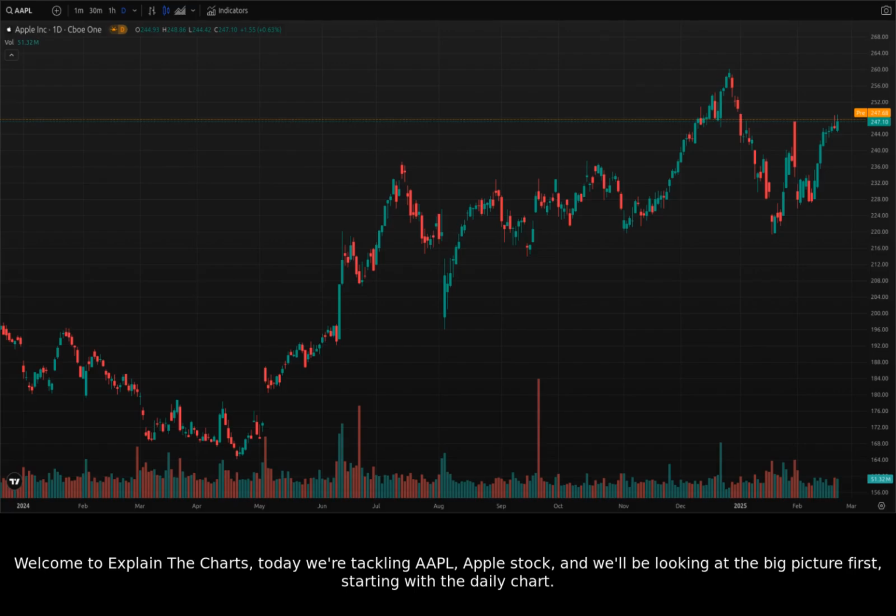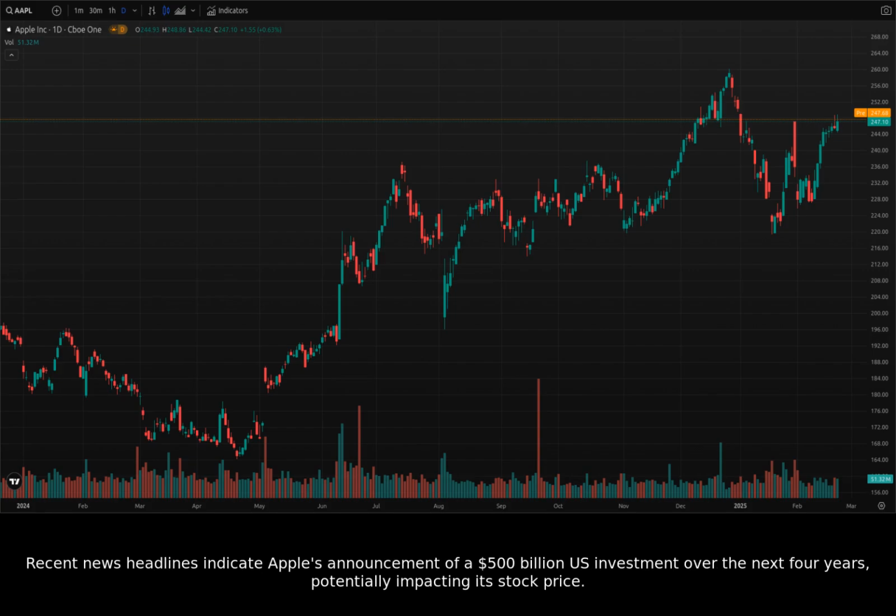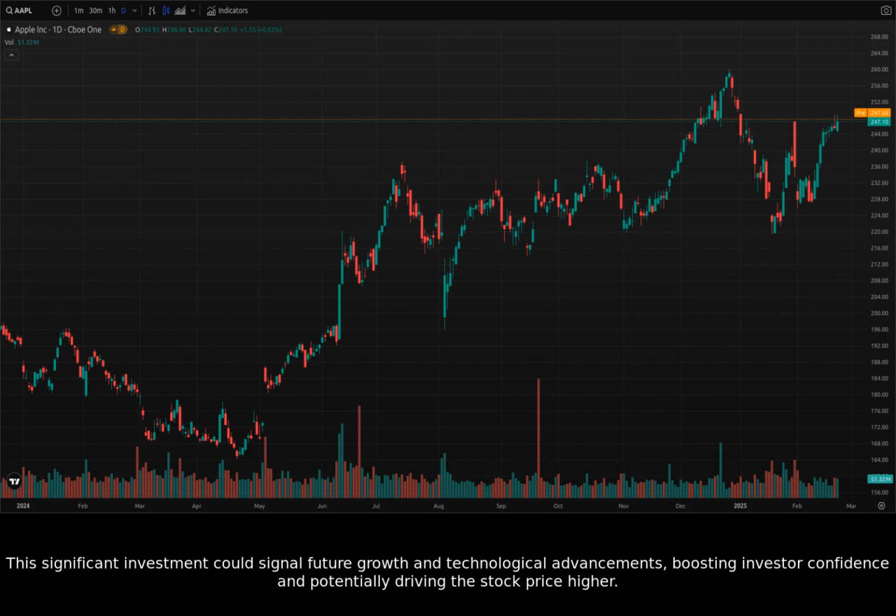Today we're tackling Apple stock, and we'll be looking at the big picture first, starting with the daily chart. Recent news headlines indicate Apple's announcement of a $500 billion U.S. investment over the next 4 years, potentially impacting its stock price. This significant investment could signal future growth and technological advancements, boosting investor confidence and potentially driving the stock price higher.